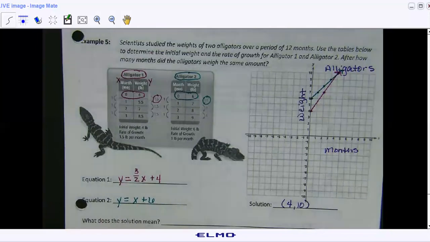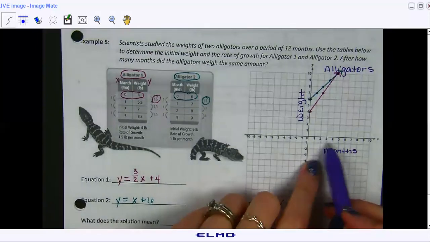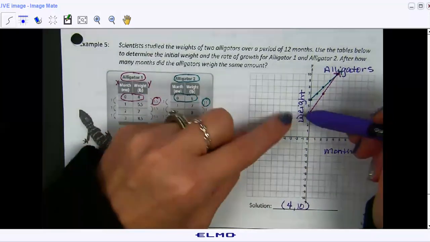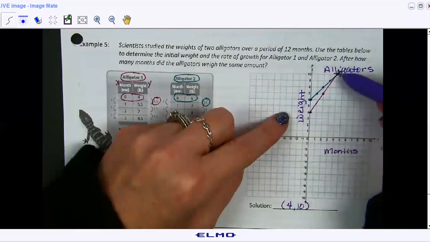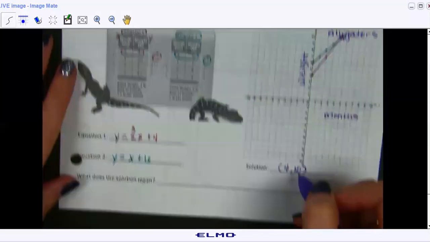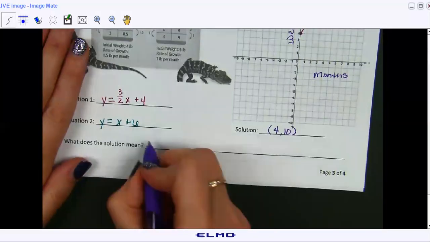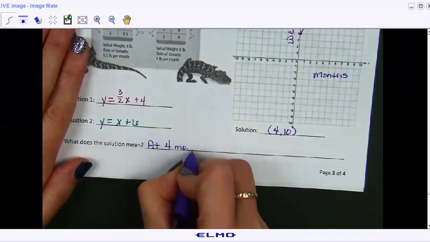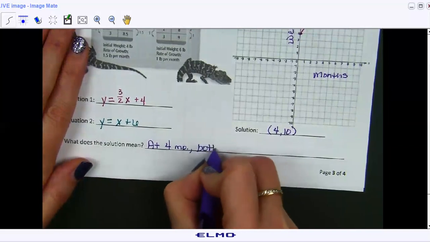Now, the way that we need to describe this is to understand what the X and the Y axis, what your variables are telling us. 4 is on the X axis, it represents months. So at 4 months, something's happening with the weight of 10. Can anybody tell me what this represents? The 4 and the 10. At 4 months old, they'll both weigh 10 pounds. Yes. At 4 months old, both alligators will weigh 10 pounds.